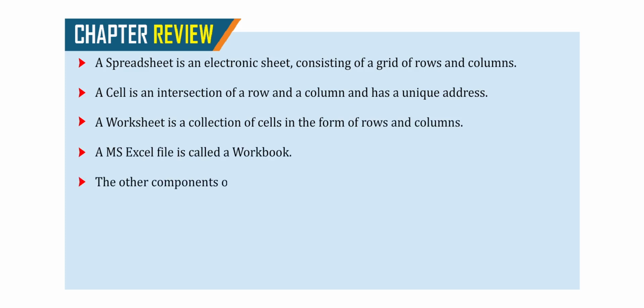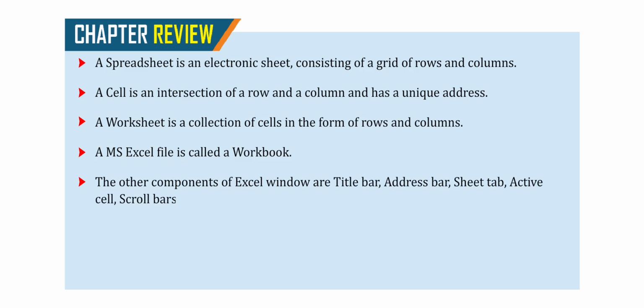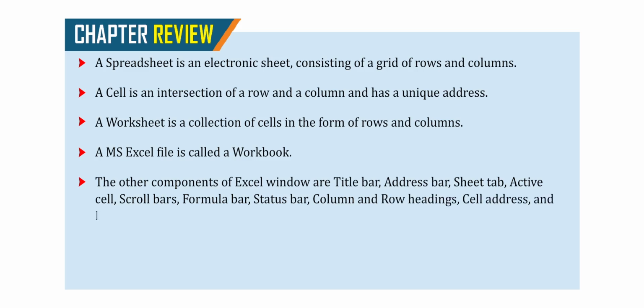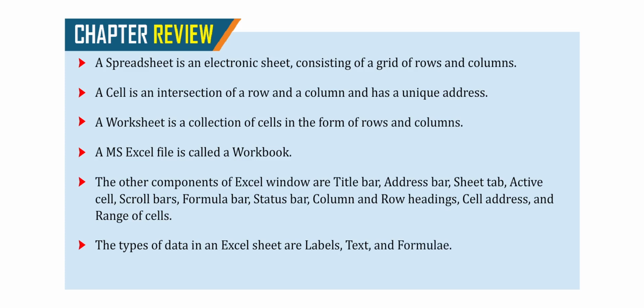The other components of the Excel window are title bar, address bar, sheet tab, active cell, scroll bars, formula bar, status bar, column and row headings, cell address, and range of cells. The types of data in an Excel sheet are labels, text, and formulae. In Excel, a formula starts with the equal to sign.